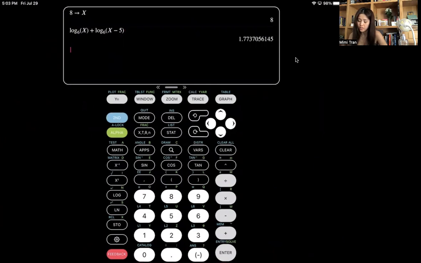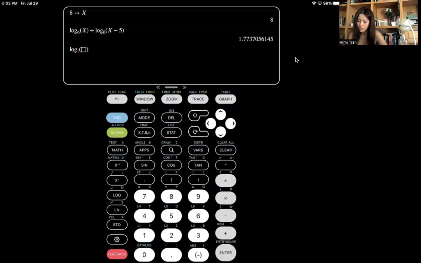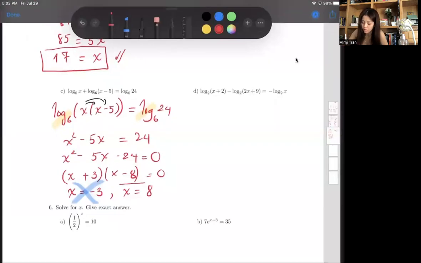That, right? And then just check the right-hand side. The right-hand side is log base 6 of 24. Same answer, right? So the left-hand side equals the right-hand side when x equal 8. So that means that is your solution.